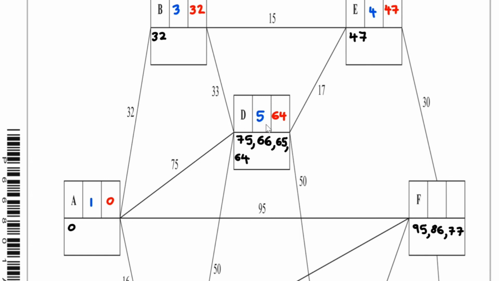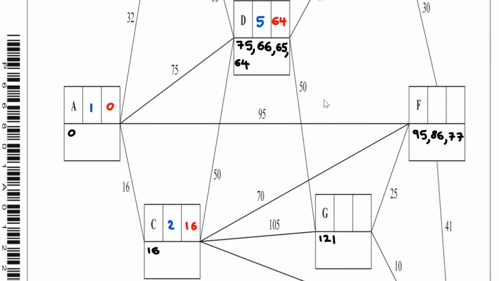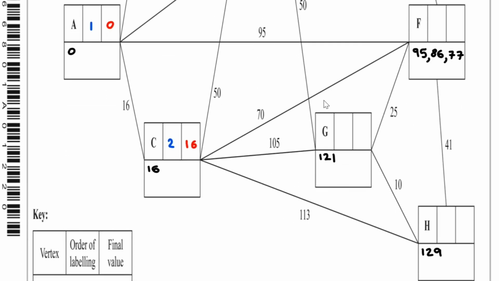So now let's take a look at what comes off D. We've got the 64 plus the 50, which is 114.